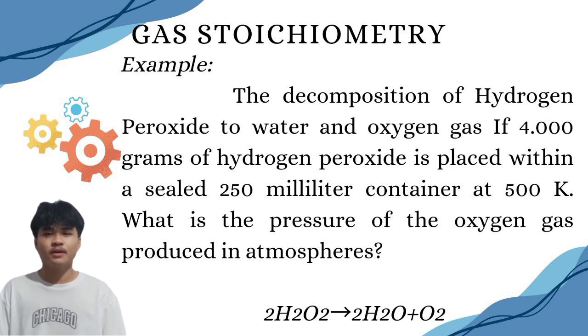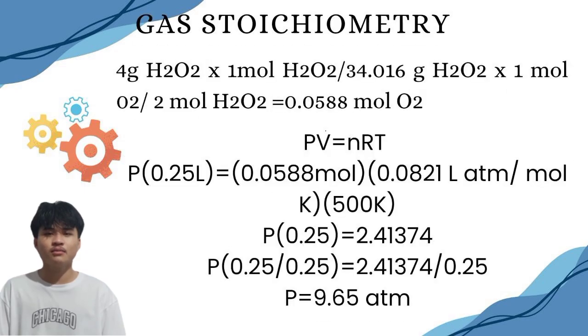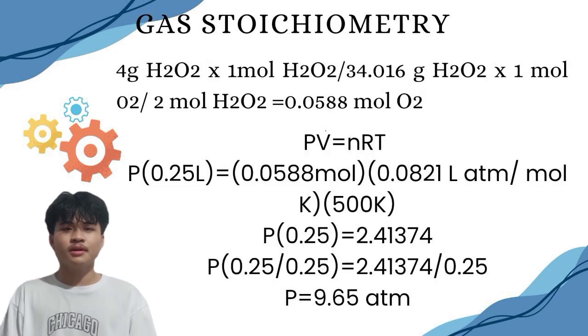So for our example, the decomposition of hydrogen peroxide to water and oxygen gas. If 4.0 grams of hydrogen peroxide is placed within a sealed 250 milliliter container at 500 Kelvin, what is the pressure of the oxygen gas produced in atmospheres? First, we need to determine the moles of O2 produced. 4 grams of hydrogen peroxide divided by the molar mass of H2O2 is equal to 0.117. Divided by 2 is equal to 0.0588 mole of O2.